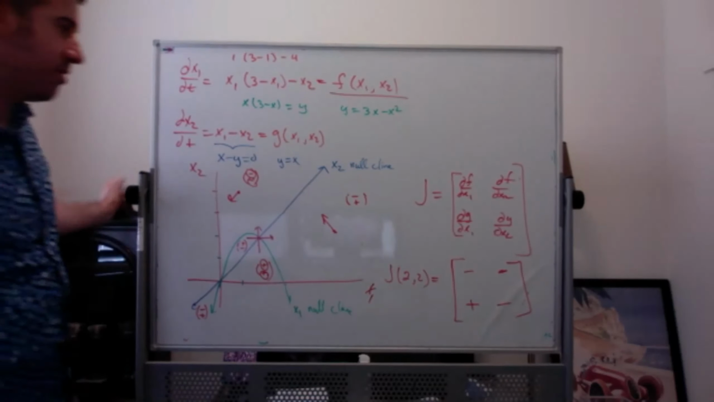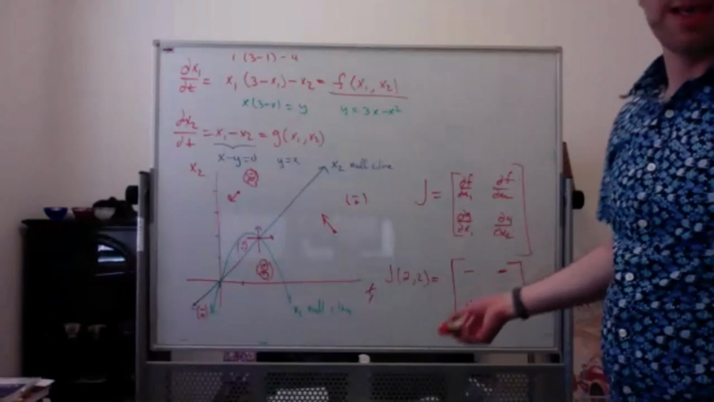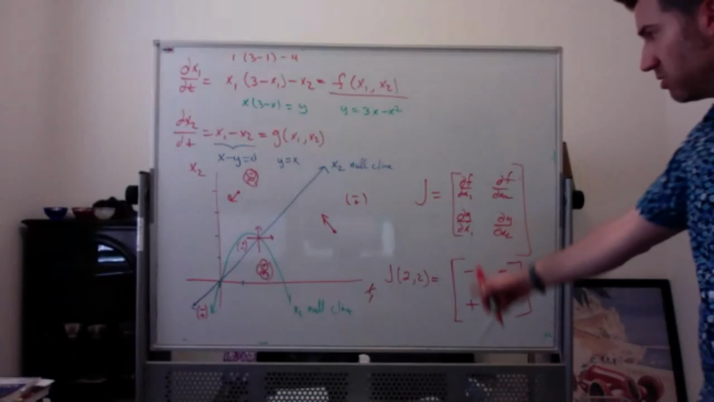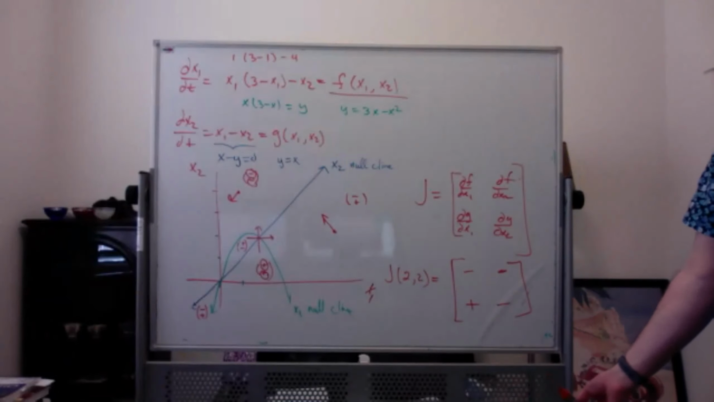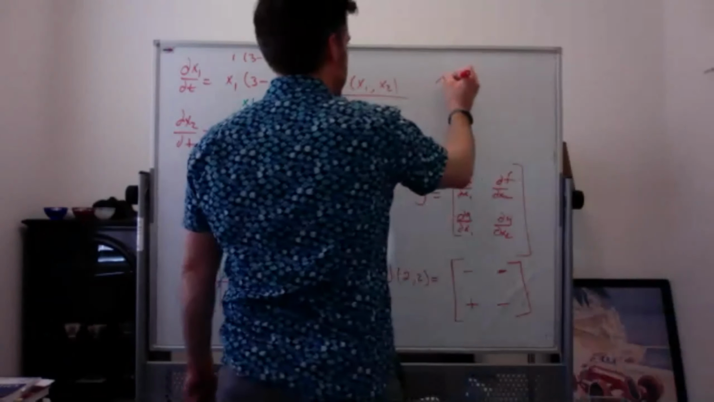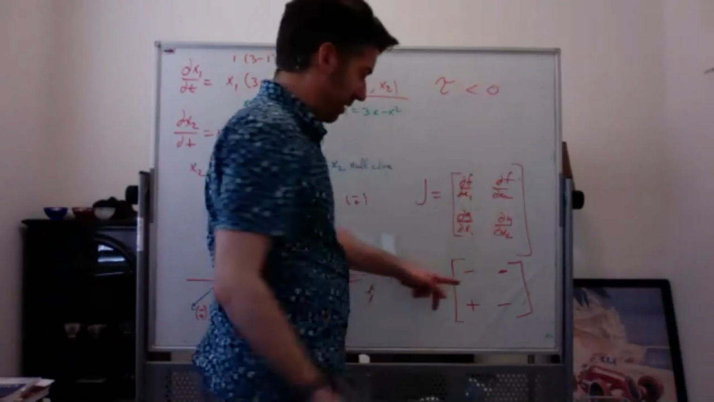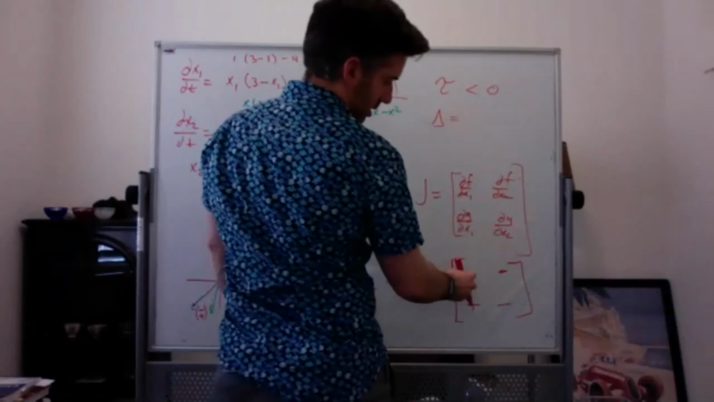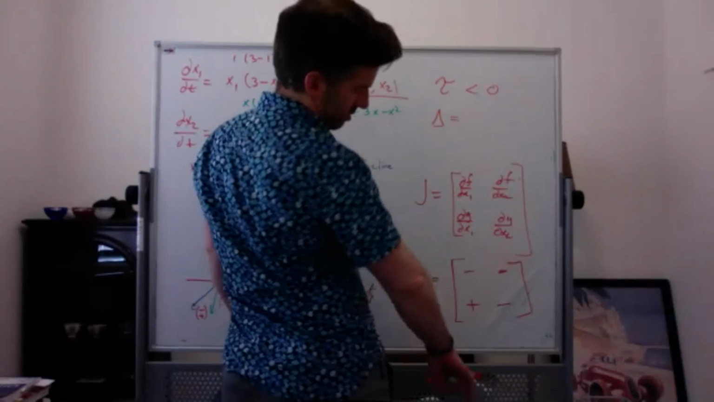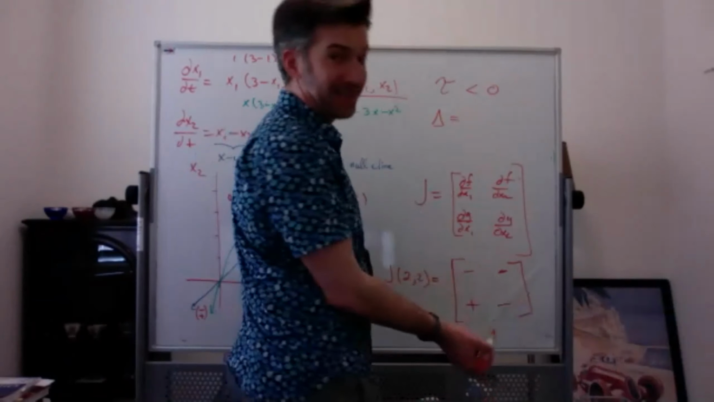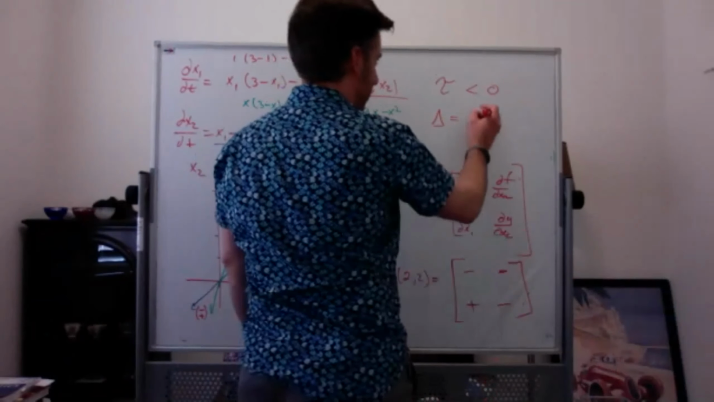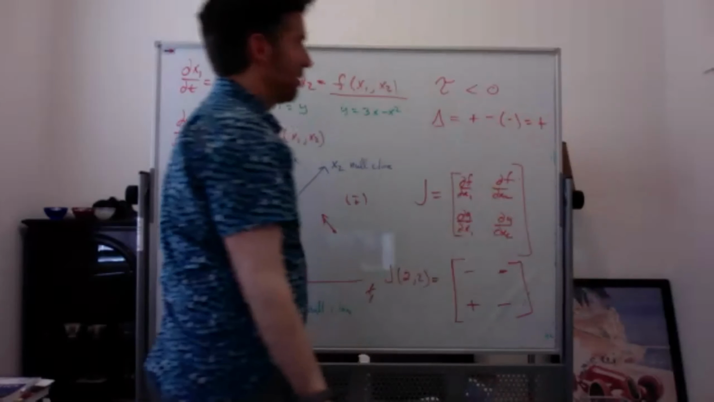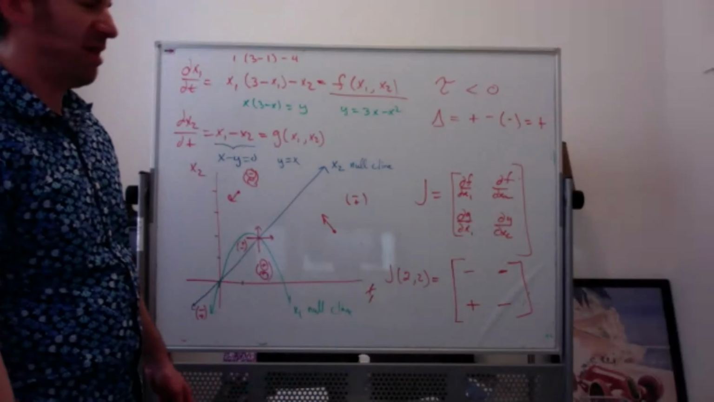Now, this is especially why the tau-delta method is maybe preferable, because if you're looking at this, we can see that the trace would certainly be negative, because a negative plus a negative is negative. And the determinant would be a negative times a negative, minus a negative times a positive, which would be a positive. So how does that help us?